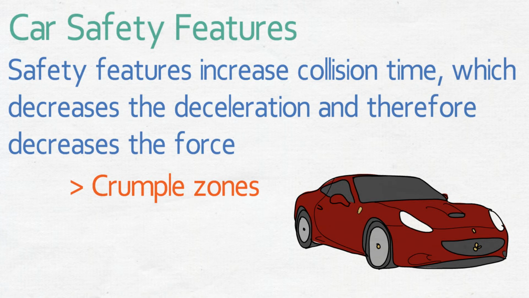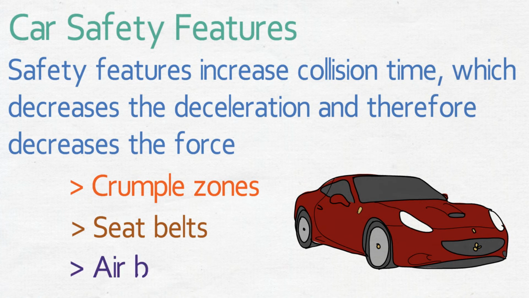Another safety feature that cars have are seatbelts. These stretch slightly during an impact, which increases the time taken for the wearer to stop. This causes the force that is exerted onto the chest of an individual wearing a seatbelt to be reduced. A lower force that is exerted onto the chest of an individual means that there's less chance of internal bleeding or organ damage. The final safety feature that we're going to look at is airbags.